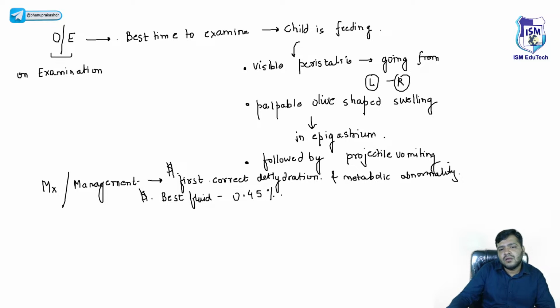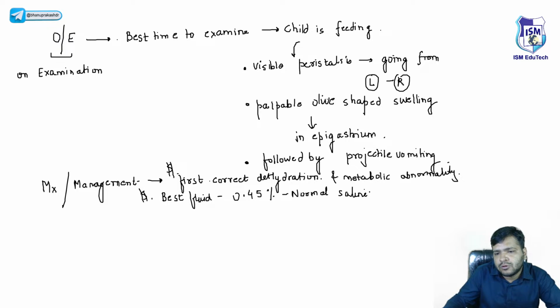0.45% normal saline plus dextrose, okay, plus dextrose plus KCl. You will give sugar also: normal saline plus dextrose plus KCl.